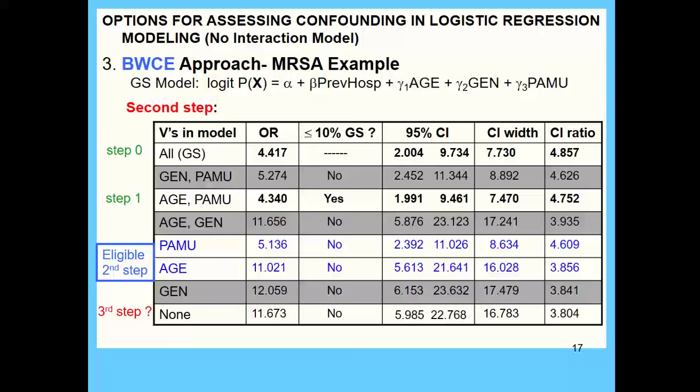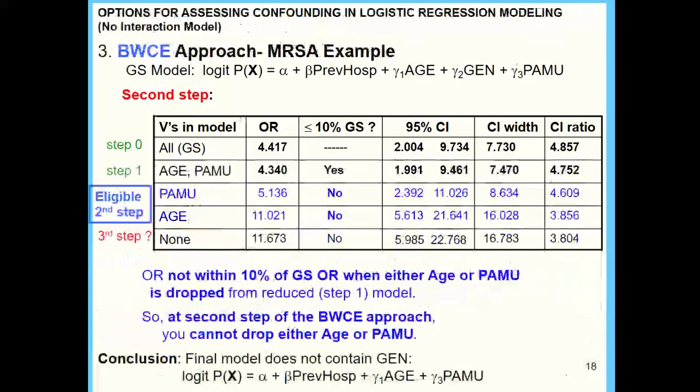You get this? I'm not sure if you do, but I tell you, this is the kind of thing that scares you on the exam. On the midterm, there's going to be a question about this, whether you can figure this out with some data. So basically, at the second step of the BWCE approach, you can't drop either age or PAMU, so the final model has both of them in there.